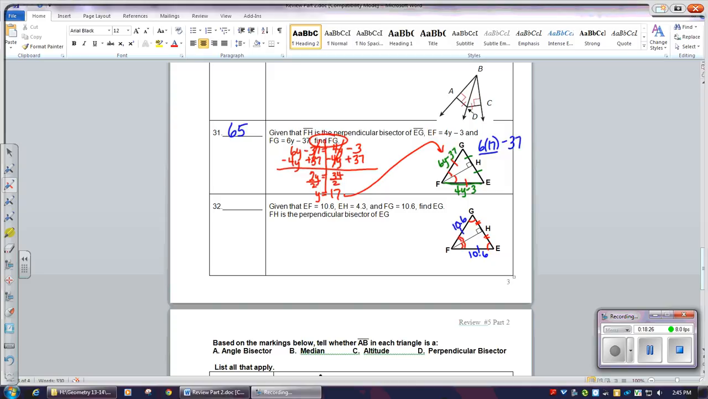We do know FH is the perpendicular bisector of EG. Now, it does tell me that E to H is 4.3. I kind of missed that, didn't I? Well, if that's 4.3, this one's 4.3, and I know that because it was isosceles. So EG is the whole way. 4.3 plus 4.3 is 8.6.